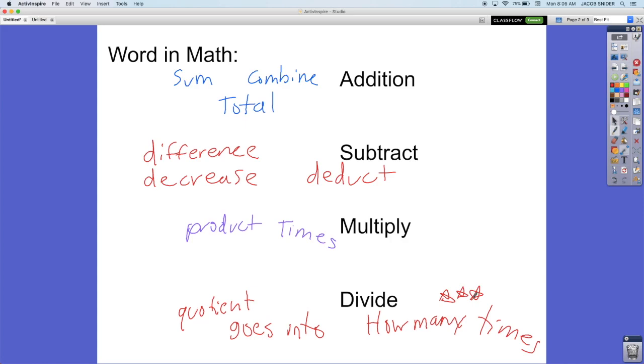If you need to pause the video right here to get down all those words, go ahead and do that. But I got addition, sum, combine, total, subtract, difference, decrease, deduct, multiply, we got product and times, divide, quotient, goes into, and the tricky one, how many times.